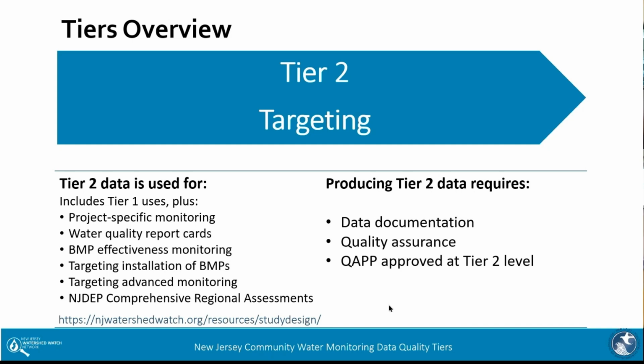As well as targeting where additional monitoring may be needed. And tier 2 requires, for quality assurance, data documentation and quality assurance measures and approval of your quality assurance project plan at the tier 2 level.